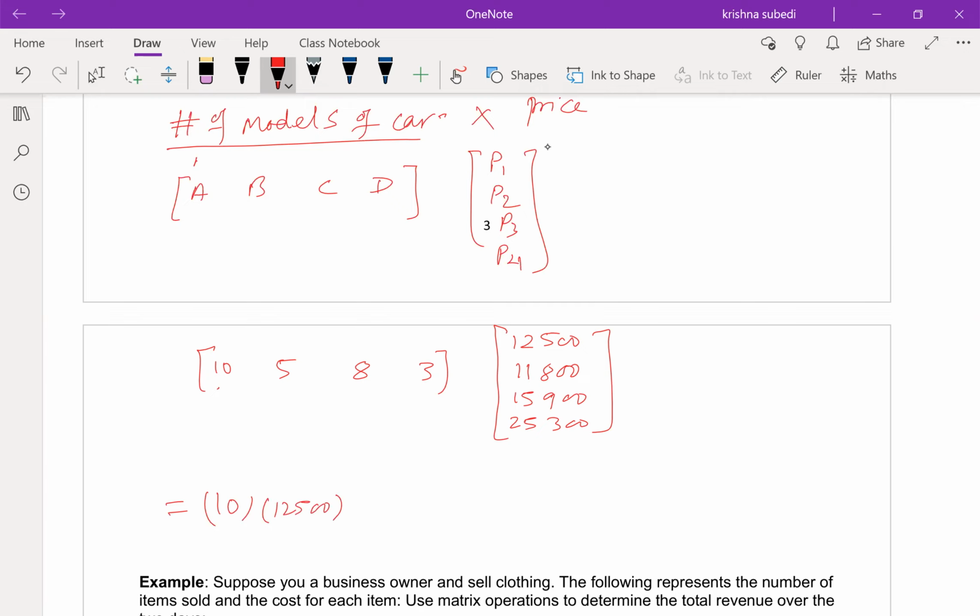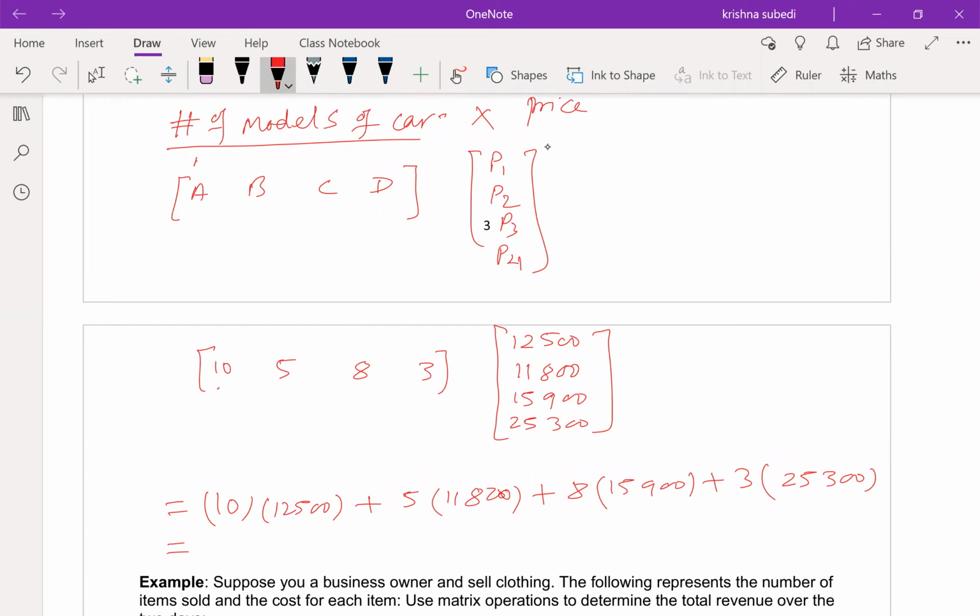12,500. Some of you might be wondering, oh, that's so simple. Why are you making life difficult by putting that in matrix? But the idea is, this can be expressed in matrix, and from this one we will learn the matrix multiplication. That is the idea. Okay, so this multiplied by this plus 5 multiplied by 11,800 plus 8 multiplied by 15,900 plus 3 multiplied by, and if you multiply all, what do you get? Anybody has any idea?